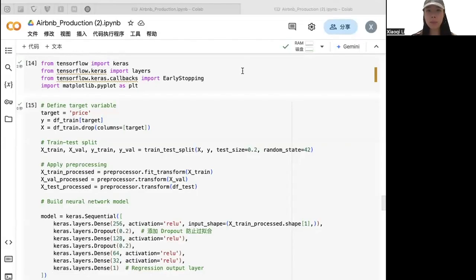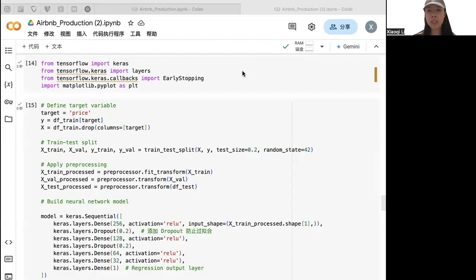Okay. In this project, we began by loading the training and the test data, followed by necessary preprocessing. And the goal of preprocessing is to transform raw data into a format suitable for neural network input.